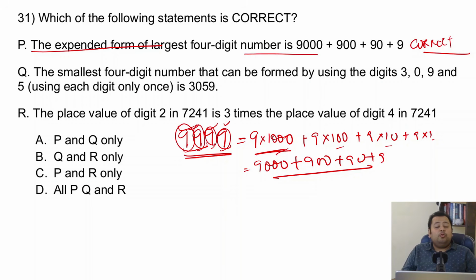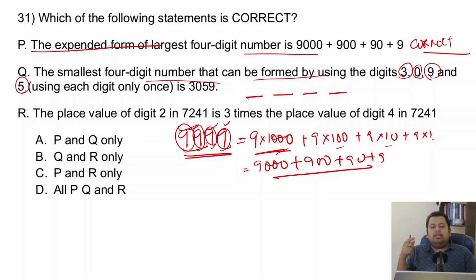Okay. Let's now go to Q, the smallest four-digit number that can be formed by using digits 3, 0, 9, and 5, right? So let's say this is the four-digit number. Now, if you want to get the smallest four-digit number, the way to do it is that the smallest number goes to the highest place value. So, in the thousands place, the smallest possible number has to be written first.